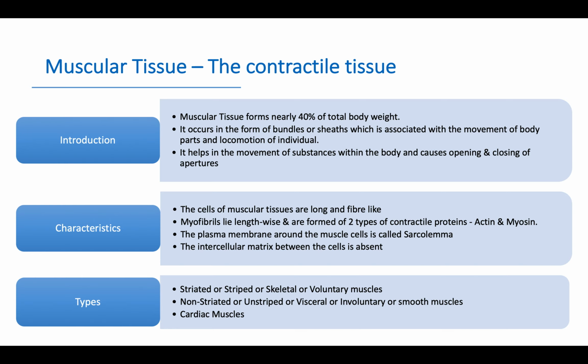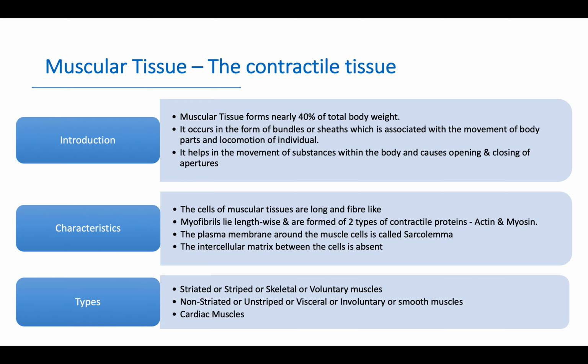Characteristics of muscular tissue. The cells of muscular tissues are long and fiber-like. Myofibrils means muscular cells. Myofibrils lie lengthwise and are formed of two types of contractile proteins, actin and myosin. The plasma membrane around the muscle cell is called sarcolemma. The intercellular matrix between the cells is absent.